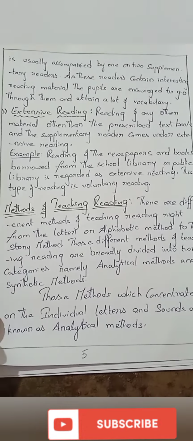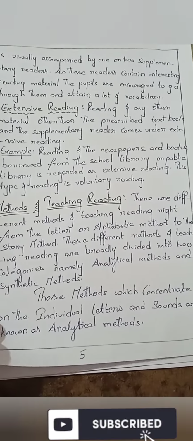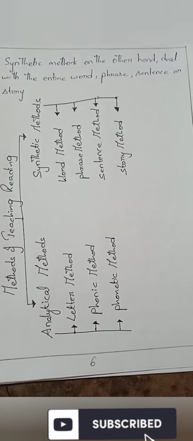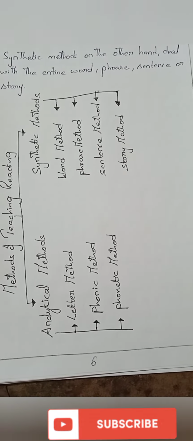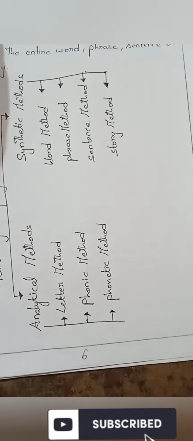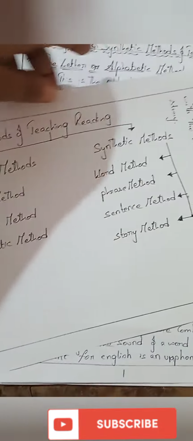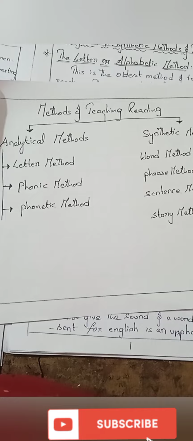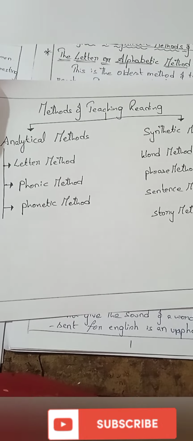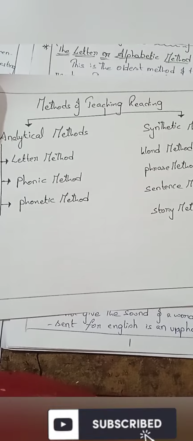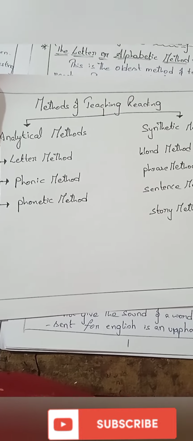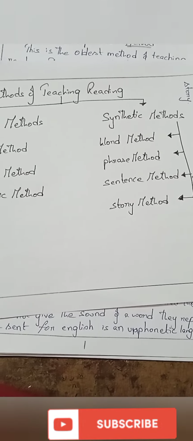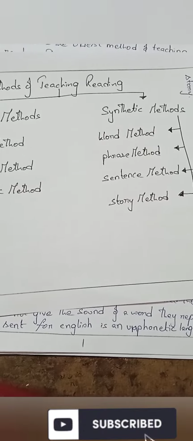Those methods which concentrate on the individual letters and sounds are known as analytical methods. Synthetic method, on the other hand, deals with the entire word, phrases, sentences, or a story. Here we can see the table chart of methods of teaching reading, the analytical method and synthetic method. In the analytical method, there are three types: letter method, phonic method, phonetic method. In the synthetic method, there are four types: word method, phrase method, sentence method, and story method.